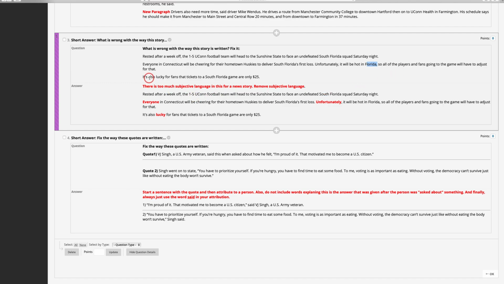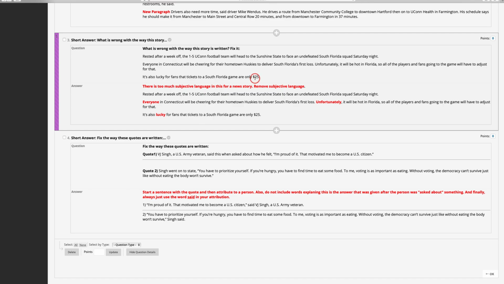It's also lucky for fans that tickets to the South Florida game are only $25. See, again, you say, well, what's wrong with that, Professor Chiar, with lucky? Well, you might not think $25 is a lot, but some other people might think $25 is a lot of money, right? It's subjective. It's all subjective. $25, listen to my elitist self right now, $25 to me is not that much. When I was 18, $25 was a lot, right? It was a day's worth of work, depending on whatever job I had at the time.